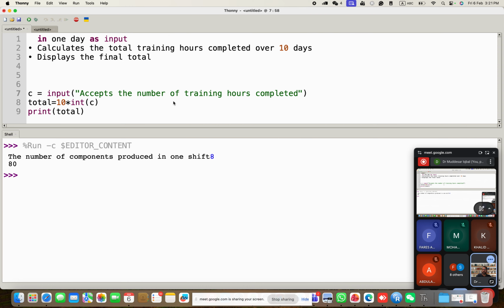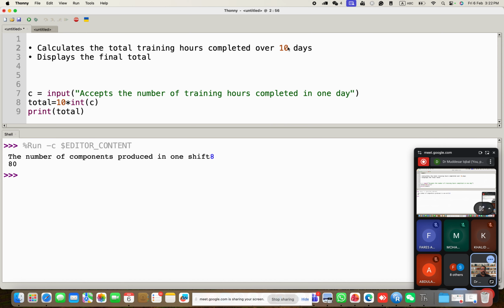Same question. Accept the number of training hours completed in one day, as input. That's exactly what I asked in the last question. And then calculate the number of training hours completed in 10 days. It was 10 days in the last question as well. I don't have to change anything here. That's a total and that's it. And display the final total, which I'm doing already here. I'm multiplying with 10 the same way as I did in the last question and displaying the total.